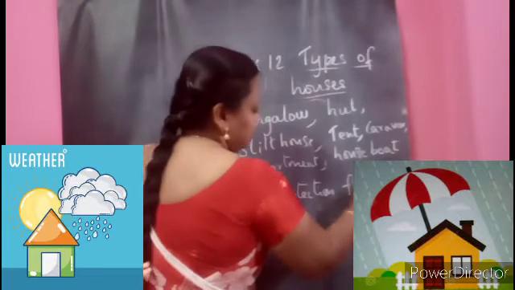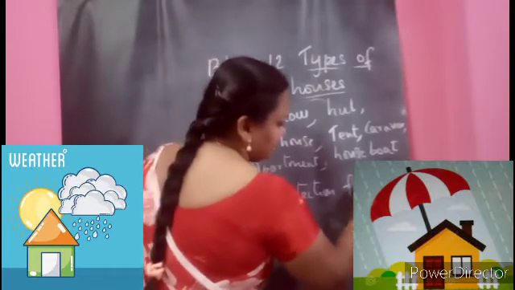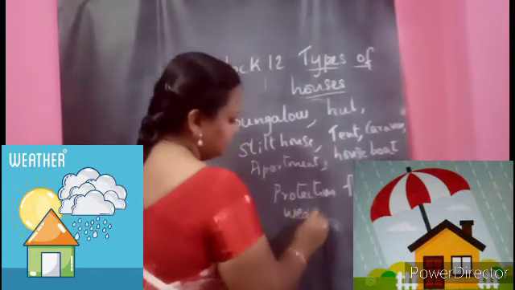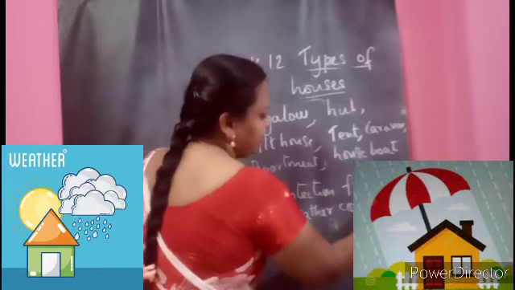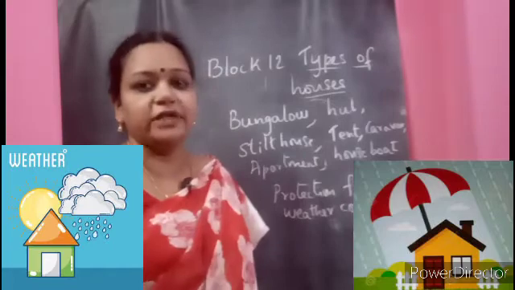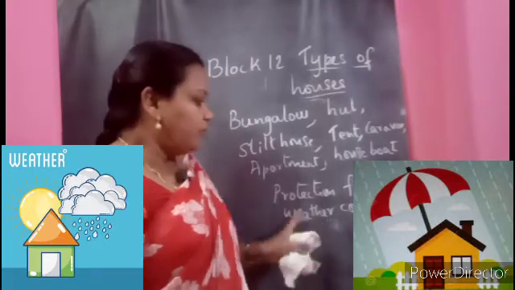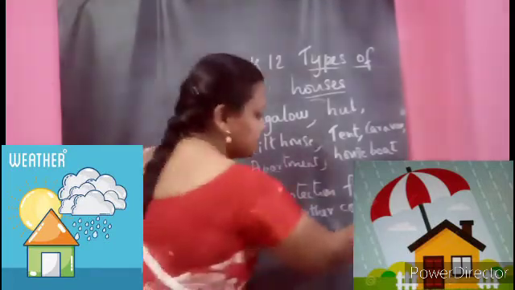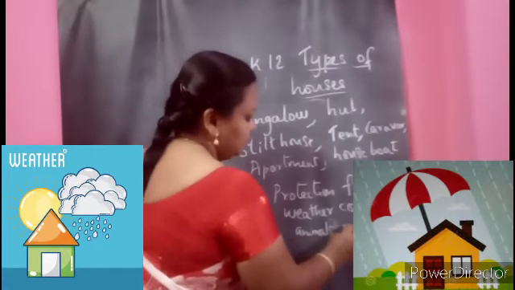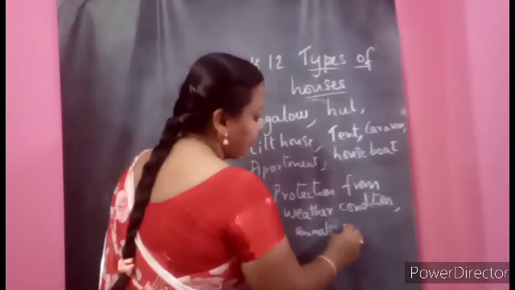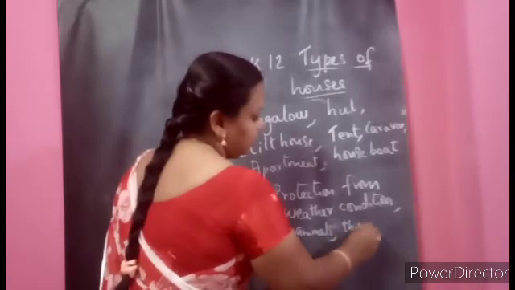from weather conditions. In simple words you want to write, you can write rain, sun. That is more than enough for your age. Protection from weather conditions, from animals, and also the strangers, or you can write the thieves also.